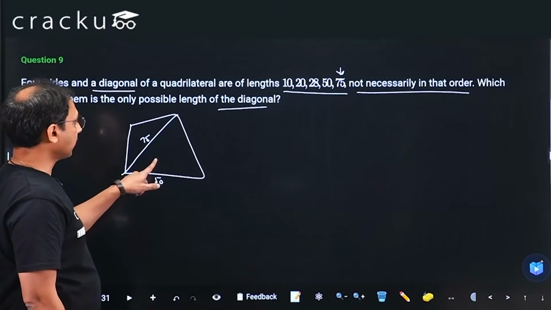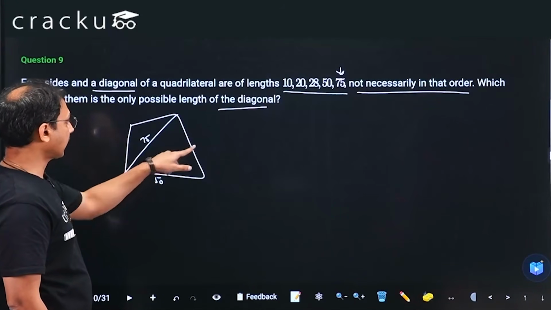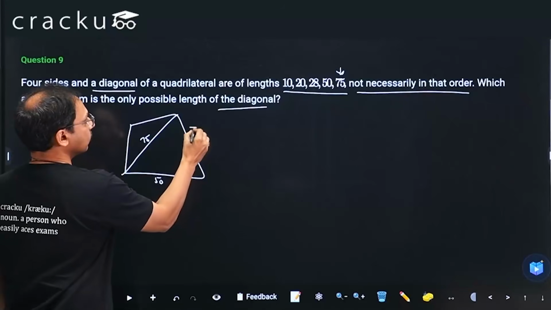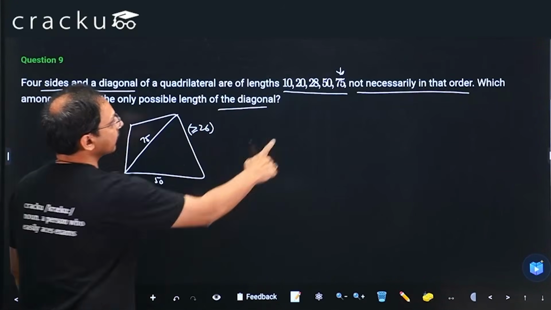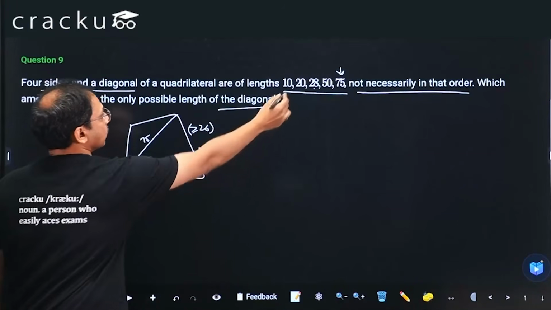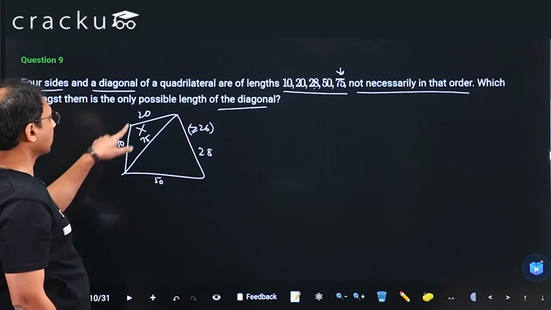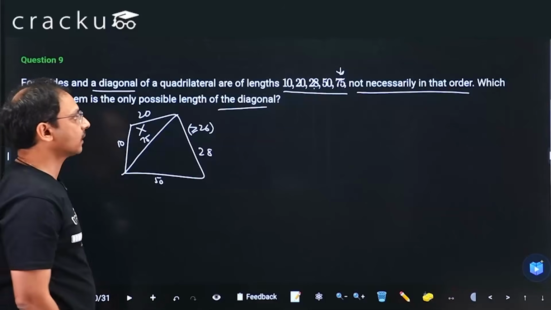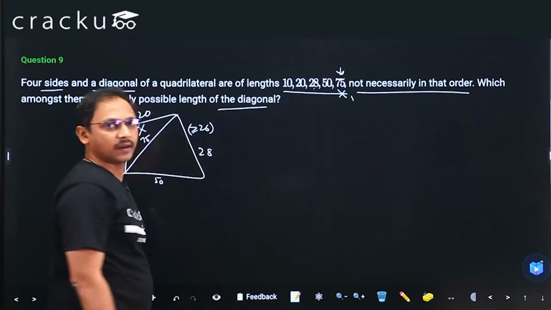Now, according to triangle inequality, sum of 2 sides should be greater than third side. At 50, the sum should be greater than 75. So this should be at least 26. There is only one other side which is more than 26. So here I have to put 28. So the other two should come here. But this triangle is not possible because sum of 2 sides is less than the third side. So 75 cannot be your diagonal.